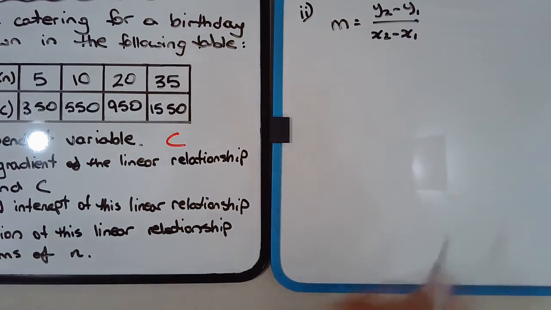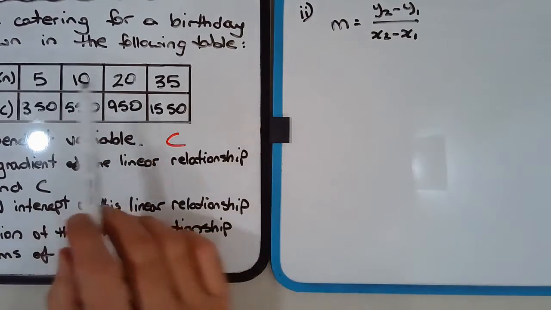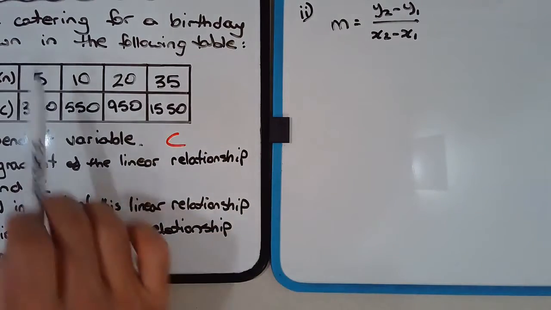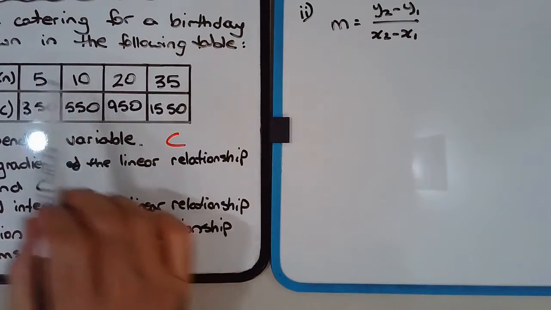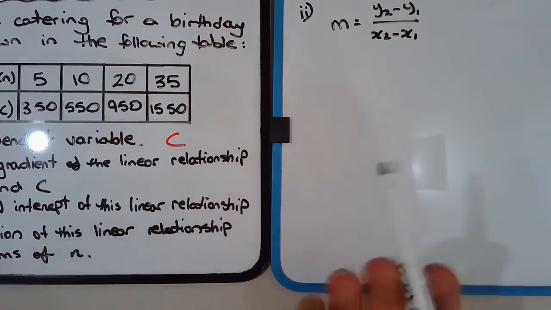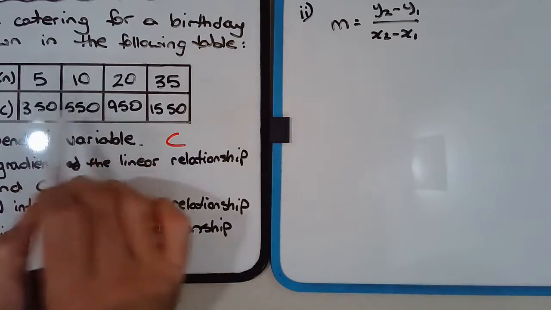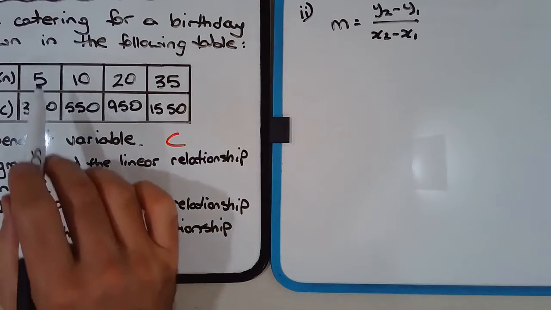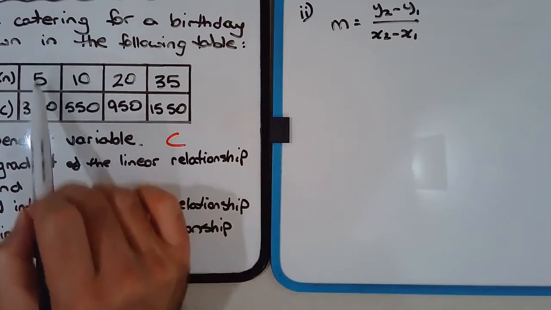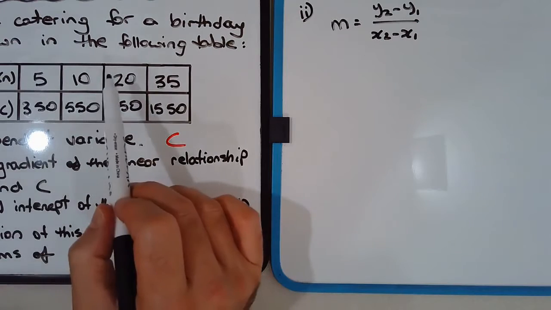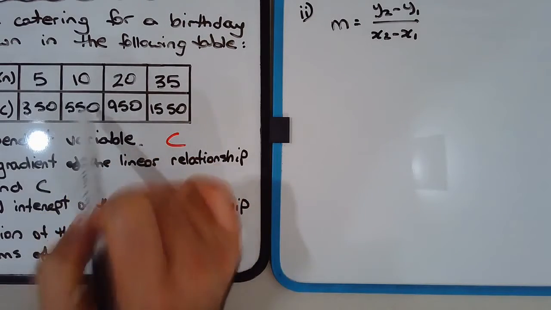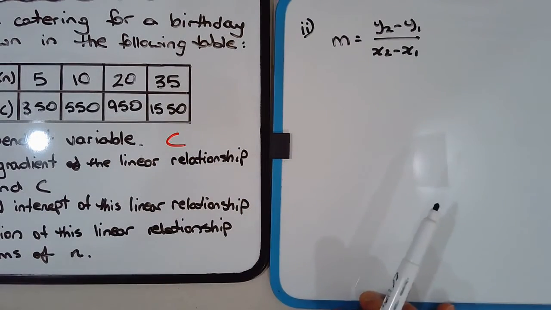Okay, and we need to pick 2 values or 2 points from this table. We can pick the first 2 points if you like, or we can pick the first point and the last point. Actually, it doesn't matter. So why don't we just pick the first 2 points? We're going to let x1, y1 be 5 and 350, and x2, y2 be 10 and 550.